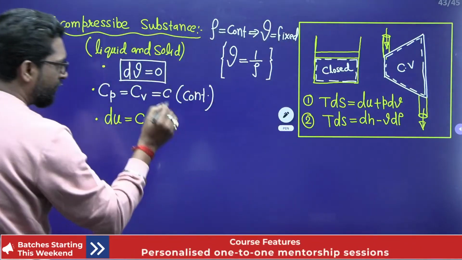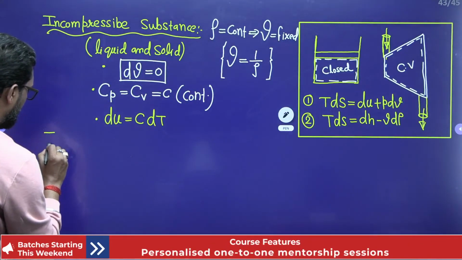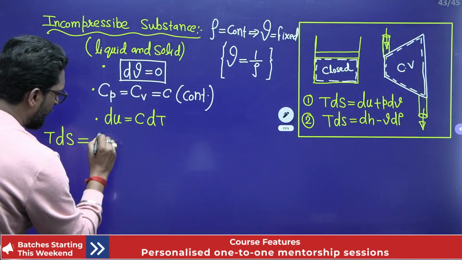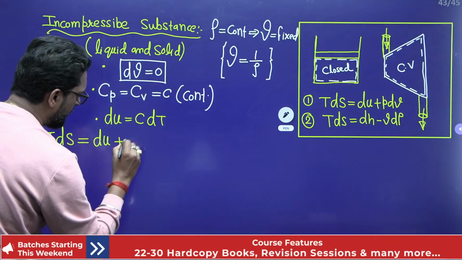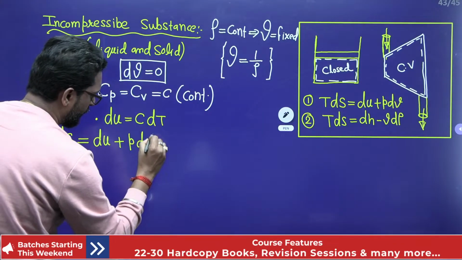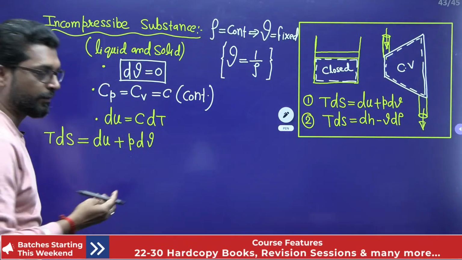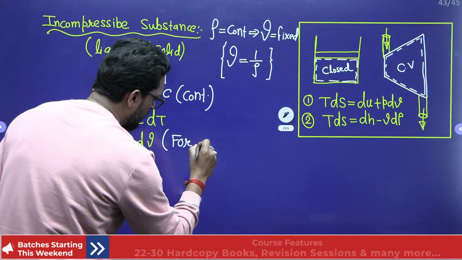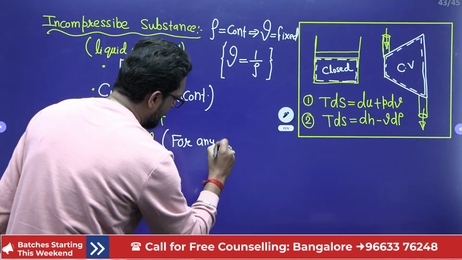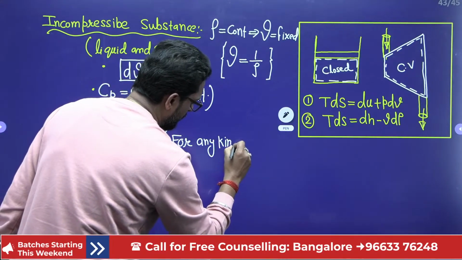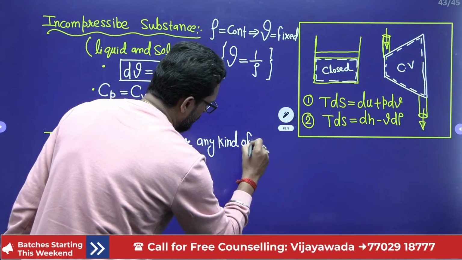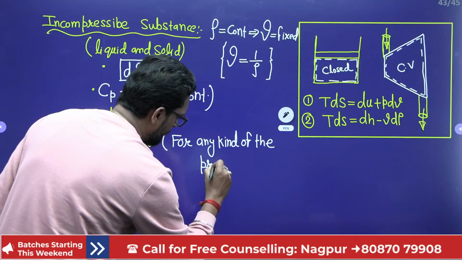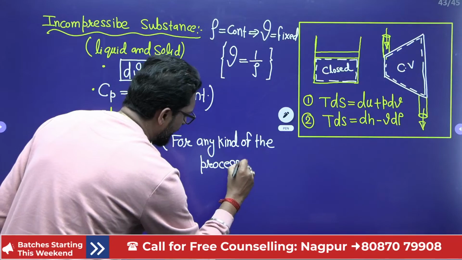So we can apply the first TdS equation. What is that? TdS is equal to dU plus PdV, for any kind of the process.